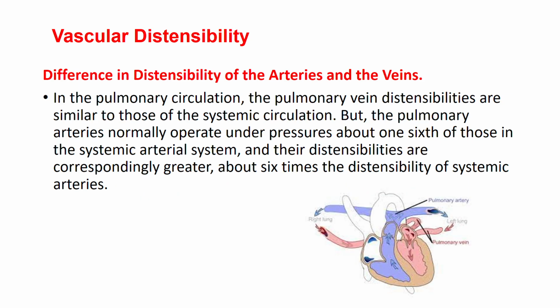In the pulmonary circulation, the pulmonary vein distensibilities are similar to those of the systemic circulation. But the pulmonary arteries normally operate under pressures about 1/6 of those in the systemic arterial system, and their distensibilities are correspondingly greater, about 6 times the distensibility of systemic arteries.